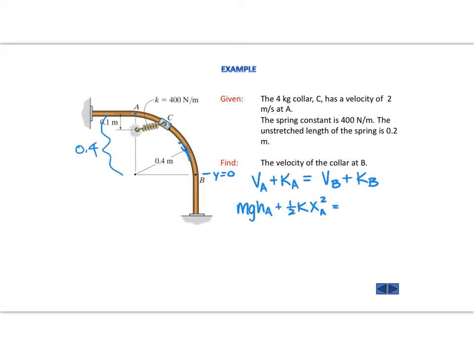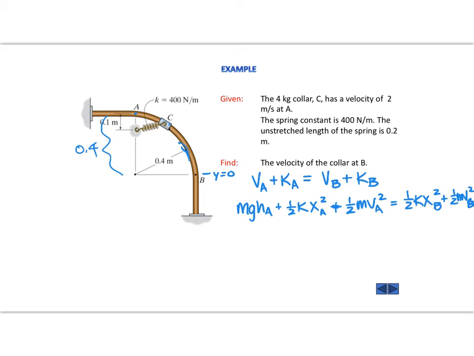At B, it also has kinetic energy. At point B, it's not going to have any gravitational potential energy, but it's going to have some elastic potential energy. And then I'm trying to figure out what its kinetic energy is at that point.